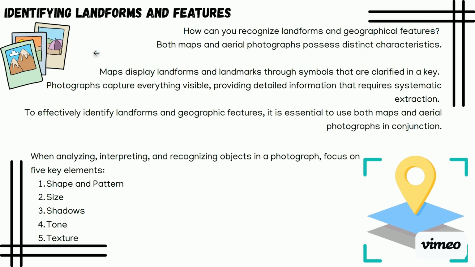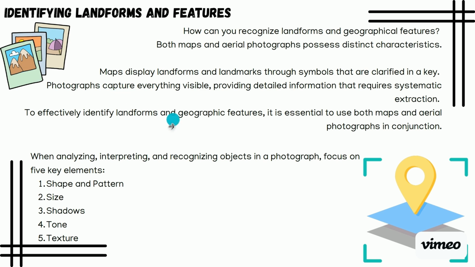Identifying landforms and features. So how can you recognize landforms and geographical features? Both maps and aerial photographs possess distinct characteristics. So maps display landforms and landmarks through symbols that are clarified in a key that you will find on a map. Photographs capture everything visible, providing detailed information that requires systematic extraction. To effectively identify landforms and geographical features, it is essential to use both maps and aerial photographs in conjunction.